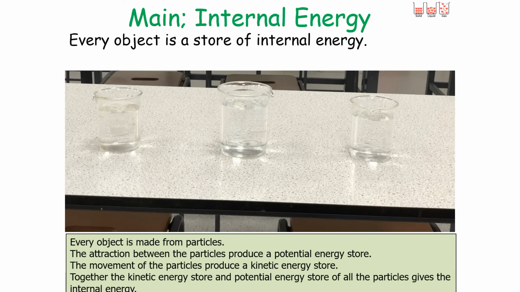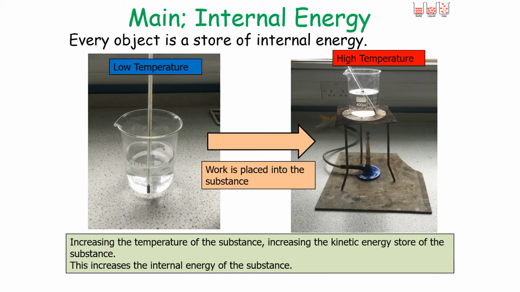So just to clarify, every object is a store of internal energy. Every object is made from particles. There's an attraction between the particles to produce a potential energy store. There's movement of the particles to produce a kinetic energy store. And together the kinetic and the potential energy store of all the particles gives the internal energy.